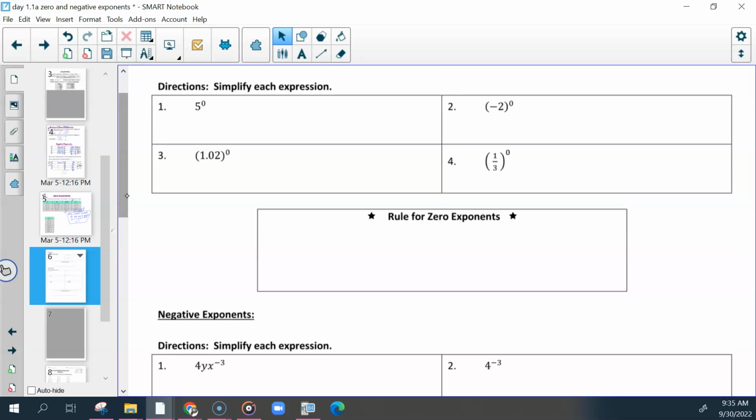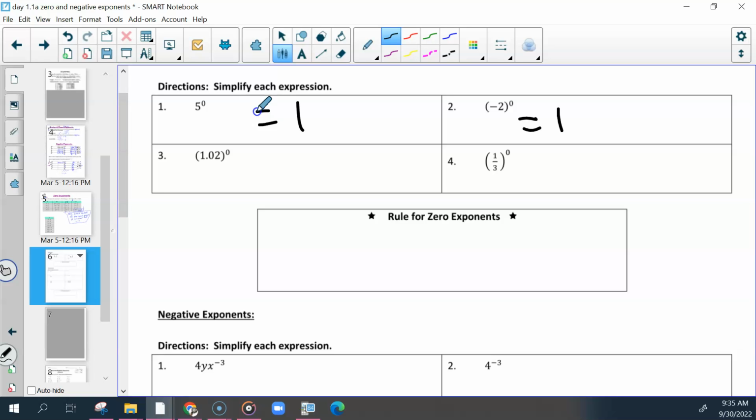Okay. So someone tell me, what is 5 to the 0? 1. What about -2 to the 0? 1. 1.02 to the 0? 1. 1/3 to the 0? 1. So none of that matters. It's always going to be 1, no matter what, as long as you use parentheses if you have negatives.